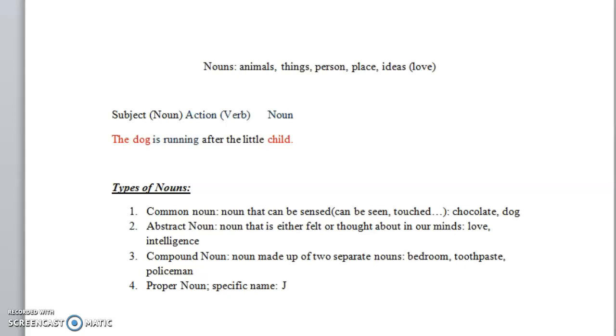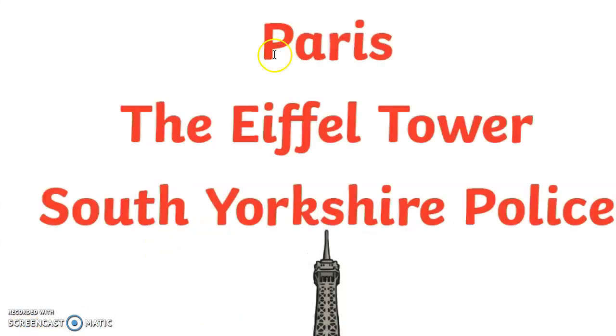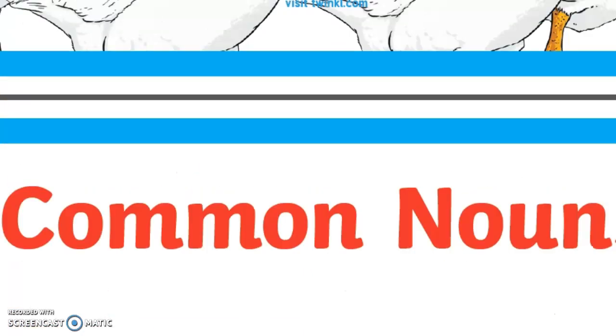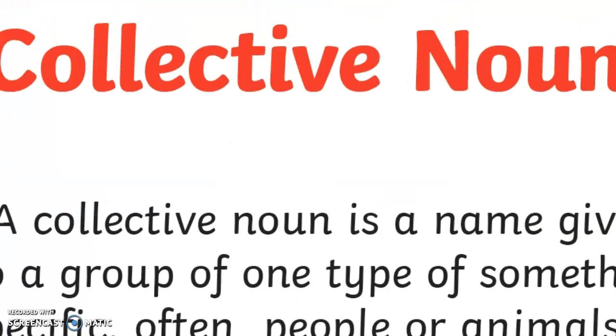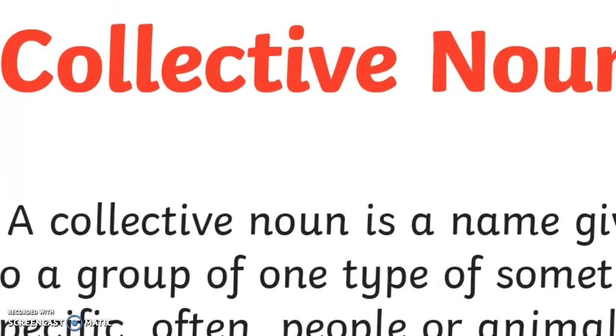For example, John, Paris, whatever. And as we notice here, proper nouns are always, not usually, written with a capital letter. They should be capitalized because they are specific. Now, another type of noun is the collective noun or generic noun.